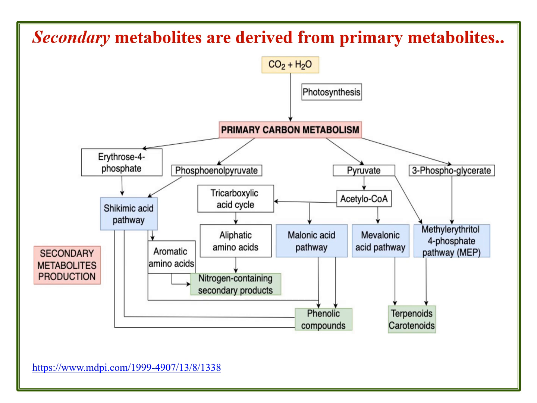All these 3 or 4 carbon materials can participate in a variety of reactions. Erythrose 4-phosphate and PEP, phosphoenol pyruvate, come directly into the shikimate pathway, and pyruvate goes to the tricarboxylic acid cycle through acetyl CoA. From the TCA cycle, aliphatic amino acids, malonic acid and mevalonic acid pathways, and the methyl erythritol 4-phosphate pathway can be initiated from pyruvate through glycolysis, and 3-phosphoglycerate also forms the MEP pathway. Both the mevalonic and MEP pathways directly give terpenoids and carotenoids, and the malonic and aliphatic amino acid pathways can give rise to phenolic compounds.